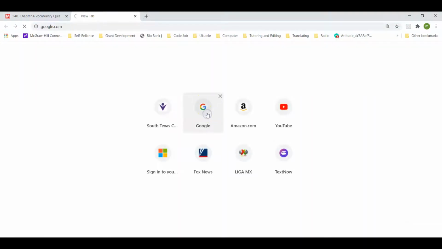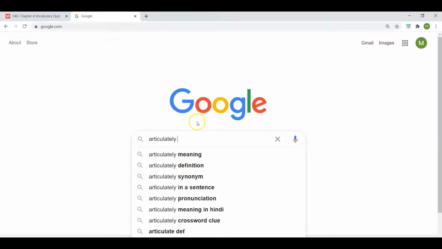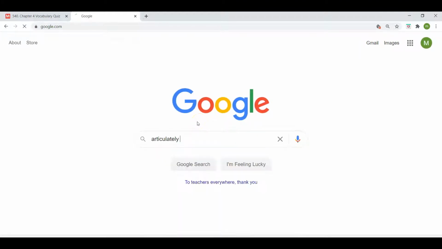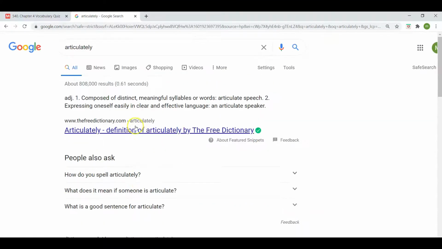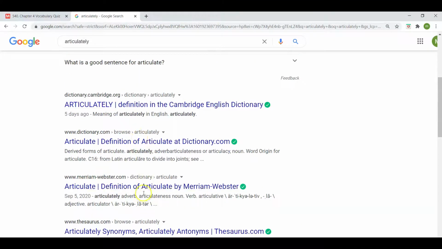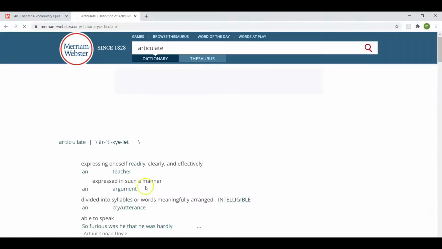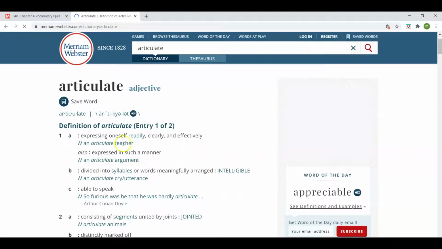This is where I'm going to go into just a Google search, right? I copied it, so I pasted it, and I'm just going to enter it. How do you spell it? Okay, we know how to spell it. Merriam-Webster, okay. Webster is a good place. Expressing oneself readily, clearly, and effectively.